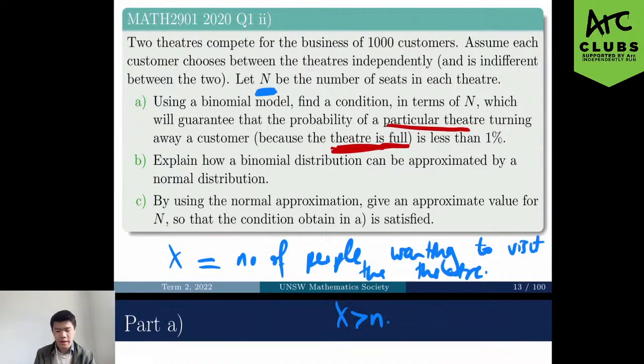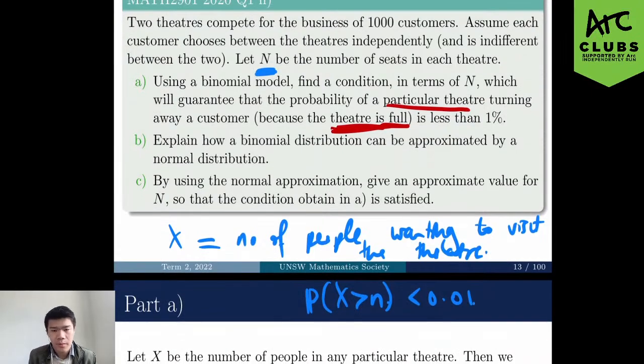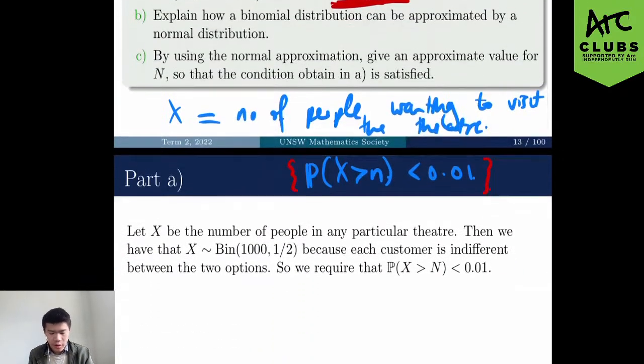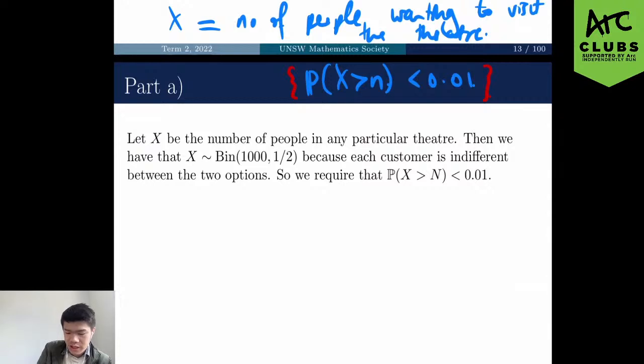So if we do set X as being equal to this, then the probability of X being greater than n needs to be less than 0.01. Okay, that's pretty good. Let's just set this out formally. So let X be the number of people in any particular theatre. And we have a distribution for X.